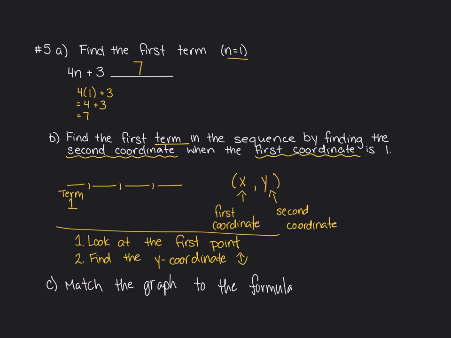Part C of this question is going to ask you to match the graph to the formula. So in part A, you figured out the first term was 7. So then when you look at the graphs, you'd have to see, okay, which graph is the first term 7? And then you'd put the letter for that graph beside the matching formula for part C.